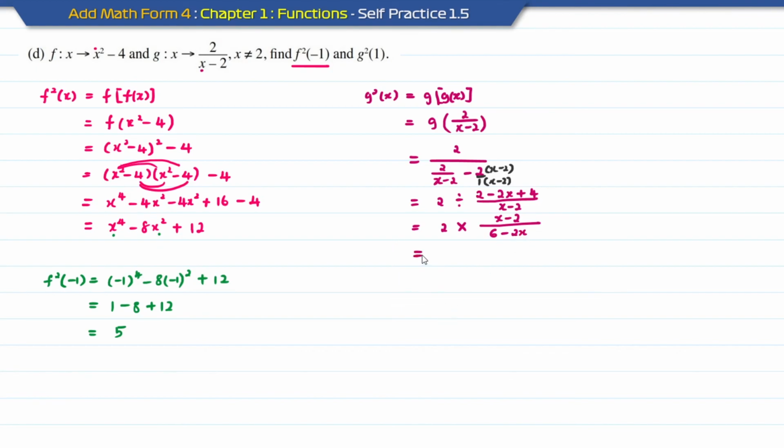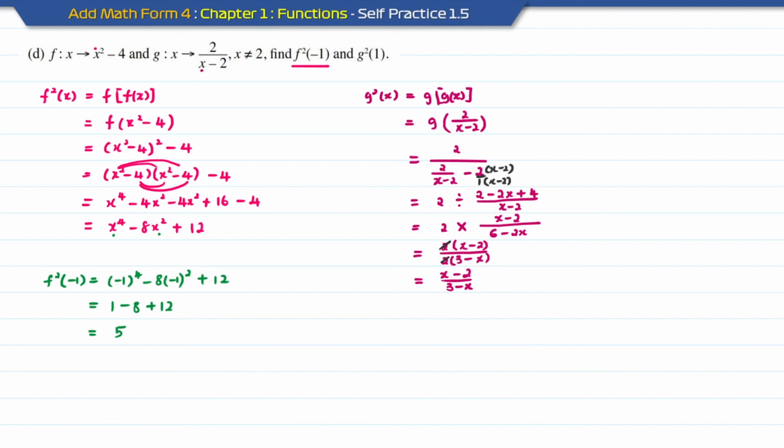Now combine this together, you're going to have 2 multiplied by x minus 2. For this part, I can also factorize, as I have the common factor of 2, so this one will become 2 times the bracket 3 minus x. This 2 and 2, I can simplify. So finally, I will have x minus 2 over 3 minus x.